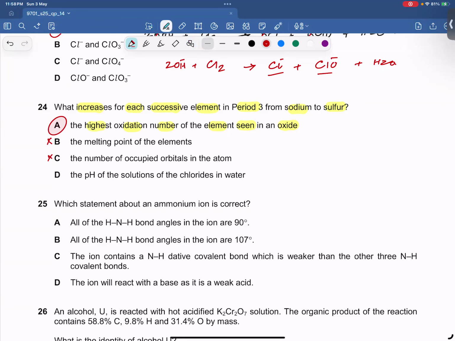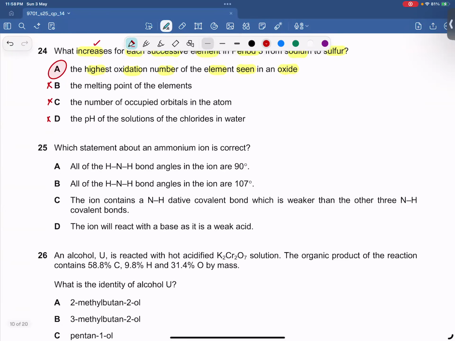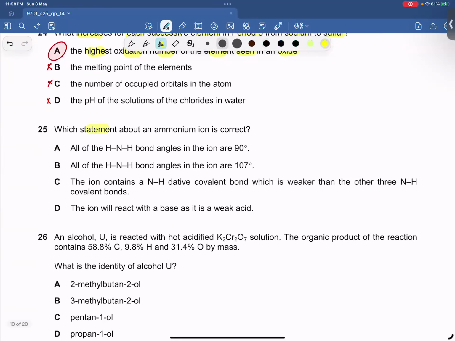द पीएच ऑफ सोल्यूशन ऑफ द क्लोराइड इन वाटर, सोडियम क्लोराइड न्यूट्रल होता है, मैग्नीशियम क्लोराइड वीकली एसिडिक होता है, एल्यूमिनियम क्लोराइड स्ट्रांगली, सिलिकॉन डाइऑक्साइड स्ट्रांगली एसिडिक। तो इंक्रीज क्या हो रहा है ये नहीं पता चल रहा, वो तो एसिडिक कैरेक्टर, बेस एसिडिक कैरेक्टर की बात हो रही है। तो इंक्रीज नहीं हो रहा, but एसिडिक कैरेक्टर चेंज हो रहा है, तो इट हैज नथिंग टू डू विद द कैरेक्टर. एनीवे, क्वेश्चन 25, which statement about an ammonia mine is correct?